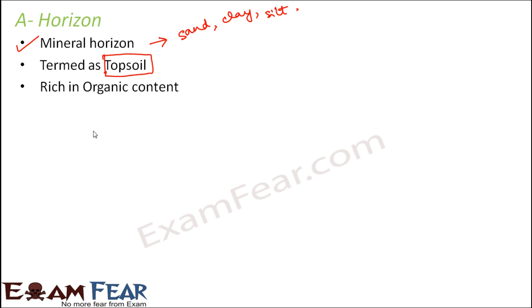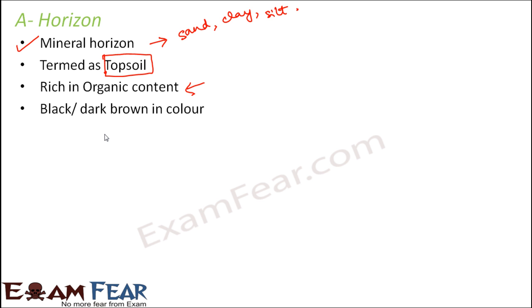So there also you have a lot of organic content, and since organic content is present, it adds to the fertility of the soil. So the minerals, nutrients, everything which a plant needs, that is provided by the topsoil. If you look at its color, it is again black or dark brown, because organic content is generally dark in color.